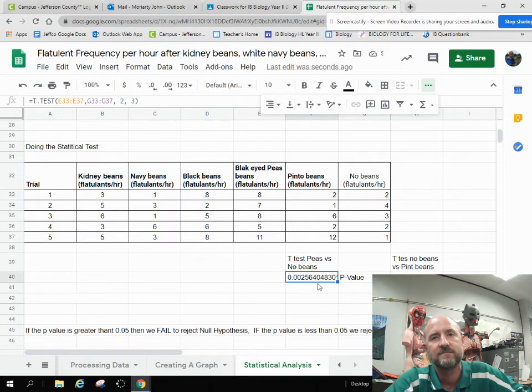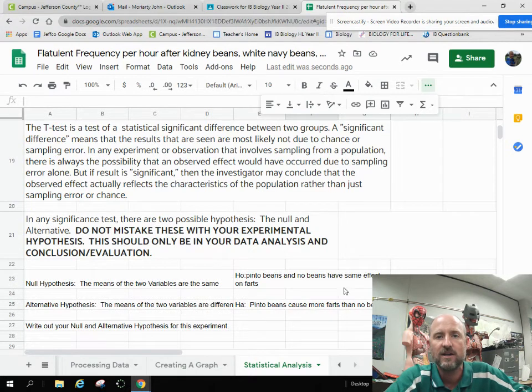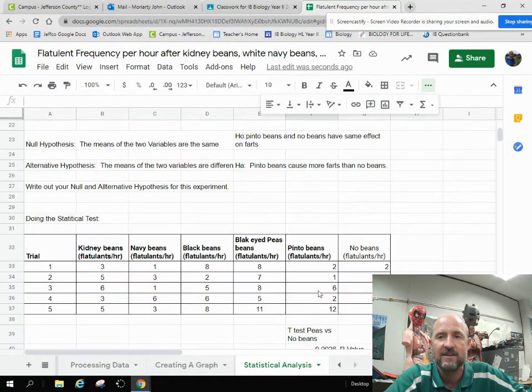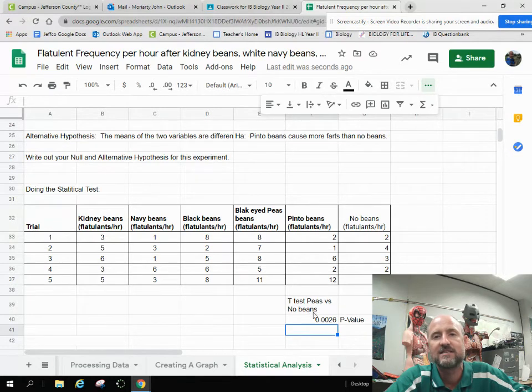Oh, much different p-value this time. So with a p-value of 0.0026, which thing should I do? Okay, so this time we're going to reject the null hypothesis, which kind of means we're saying that there is evidence here. The data shows that there is a correlation between more farts with eating black-eyed peas than not eating any beans at all. Okay, so here we have significant data to make a point in our evaluation.